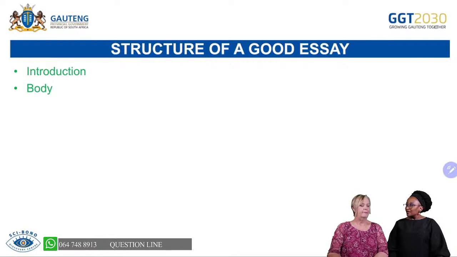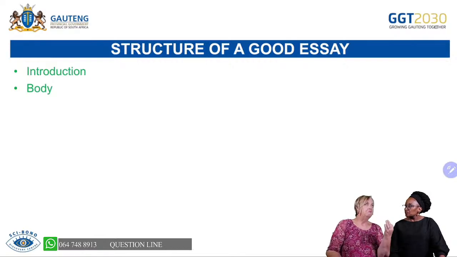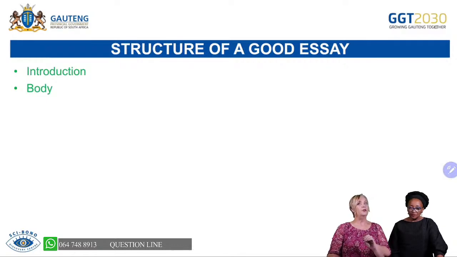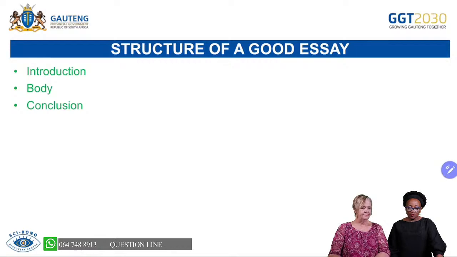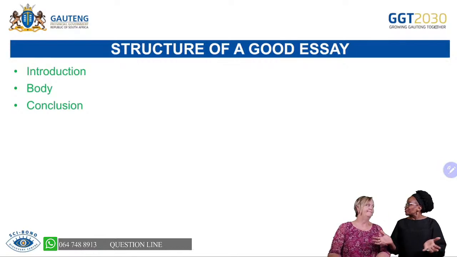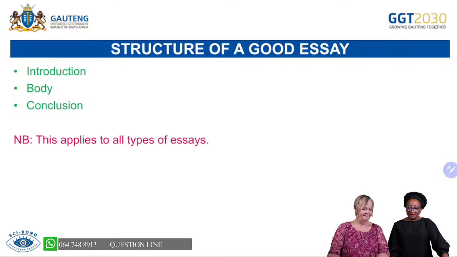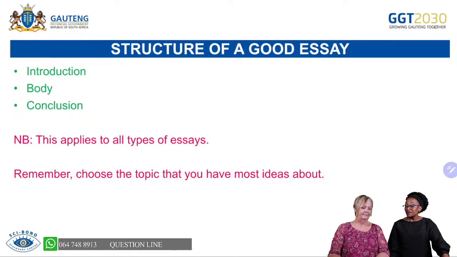And then your essay must also have what we call the body: 3, 4, sometimes even 5 ideas organized or arranged into paragraphs. And lastly, you need to have a conclusion. Come full circle. This applies to all types of essays. Remember, choose the topic that you have most ideas about.